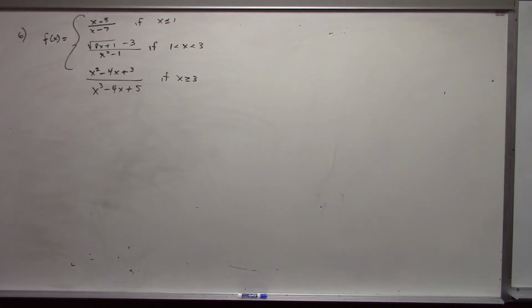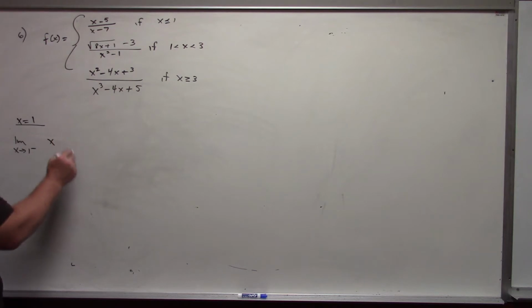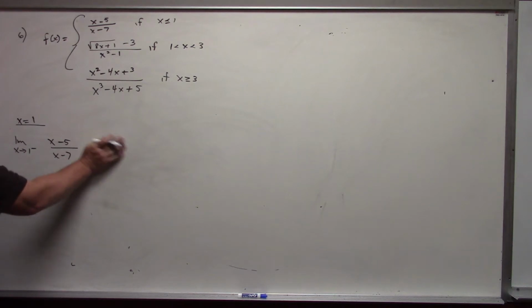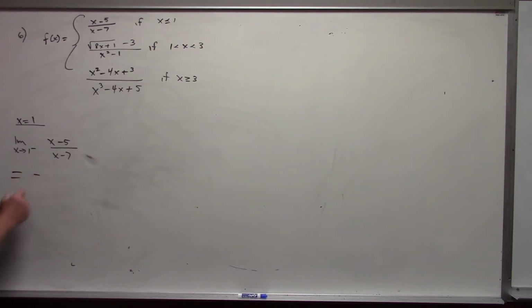In this case, I have two different values I have to be concerned about, x equal 1 and x equal 3. Everything else is not a problem. So, first off, when x equals 1, the limit as x approaches 1 from the left. This is simple. In this case, my function is x minus 5 over x minus 7. And so this limit then comes out to be negative 4 over negative 6, which is 2/3.